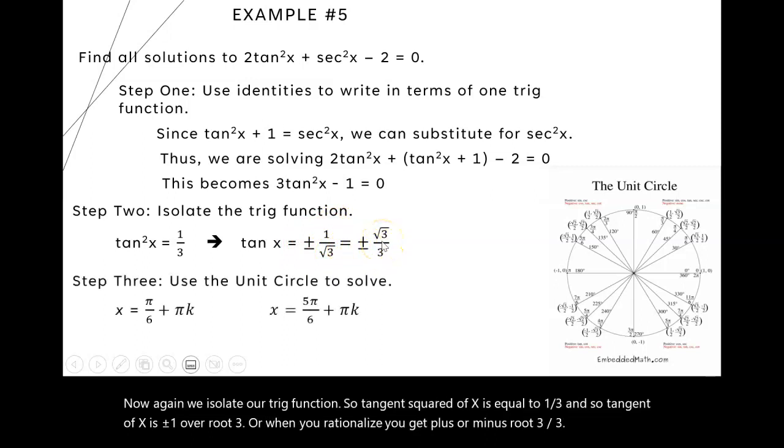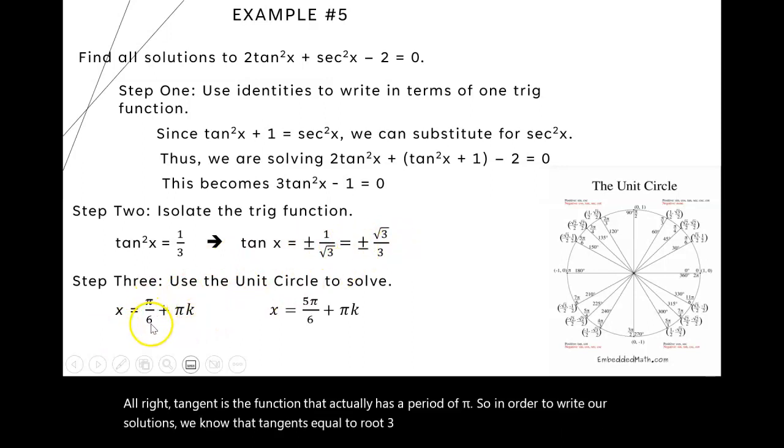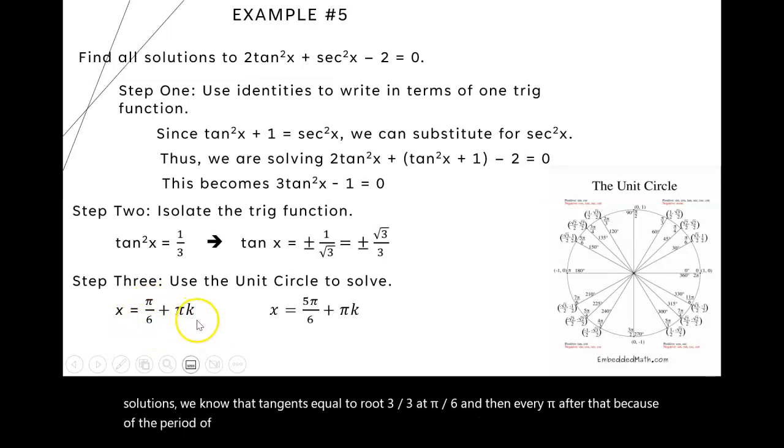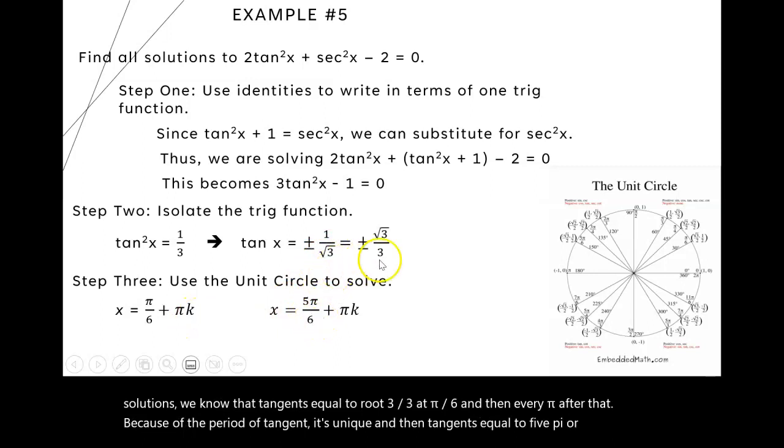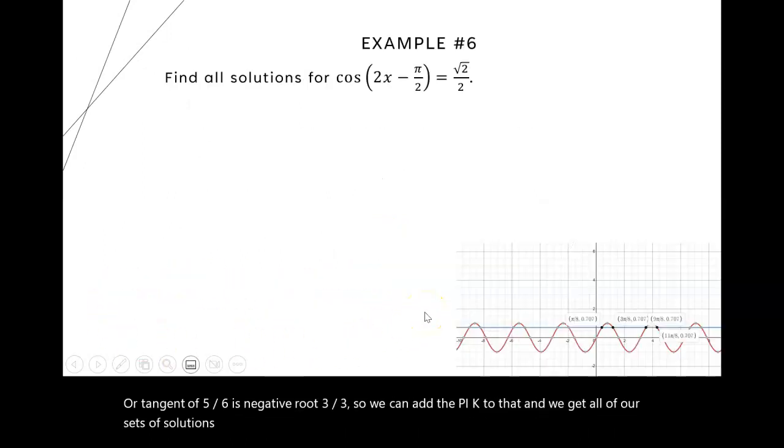All right. Tangent is a function that actually has a period of pi. So in order to write our solutions, we know that tangent is equal to root 3 over 3 at pi over 6, and then every pi after that, because of the period of tangent, it's unique. And then tangent of 5 pi over 6 is negative root 3 over 3. So we can add the pi k to that, and we get all of our sets of solutions here.